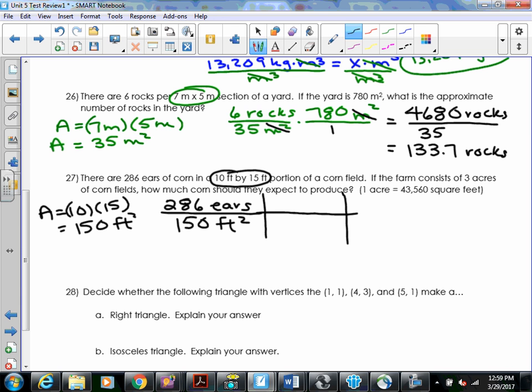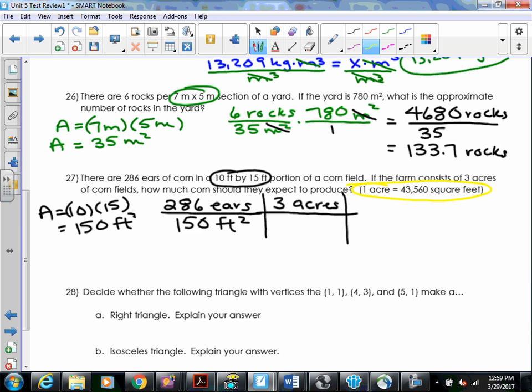All right, here's the next thing. They said that this is how many acres of land? 3 acres. We have 3 acres. But that's a problem because the question is asking me, how much corn can they expect to produce? Right now, I can't cancel any of my units. So I've got to figure out how I can cancel the units. So then I look at this conversion factor that they gave me over here.